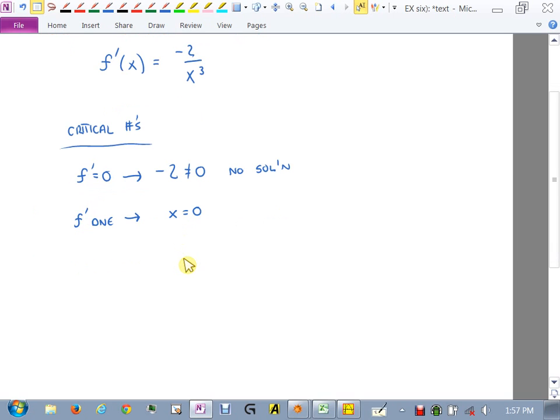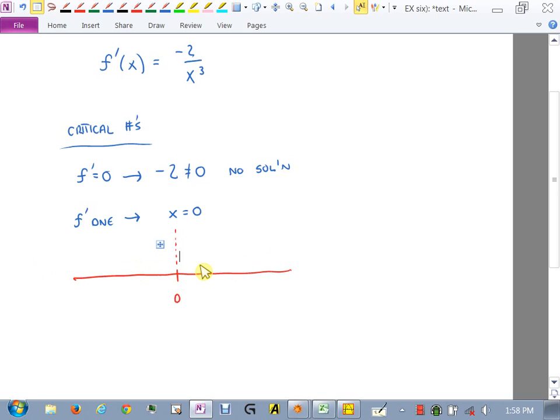So I draw a number line. I put here 0. Am I moving too fast or is this okay? Please respond. It's okay. A little fast? Okay. My derivative not existing is when the denominator was set equal to 0. X cubed equals 0 only happens when x is 0. I throw that critical number onto a number line, breaks it up into two regions.